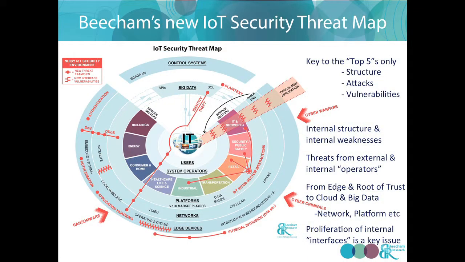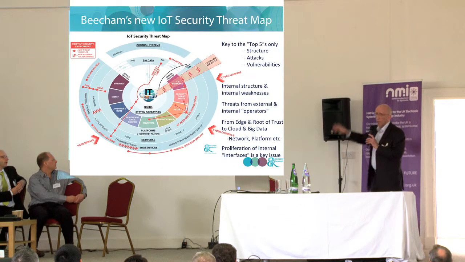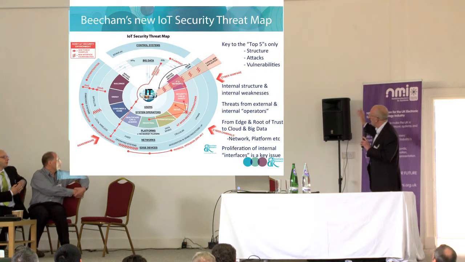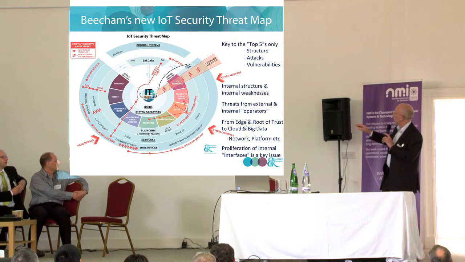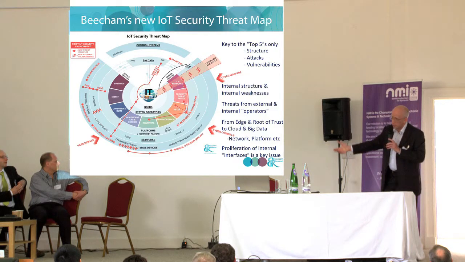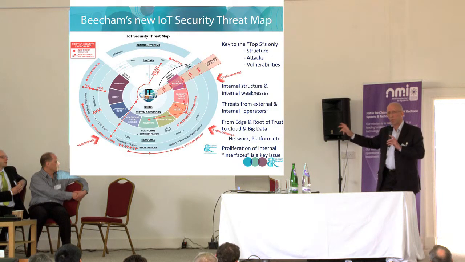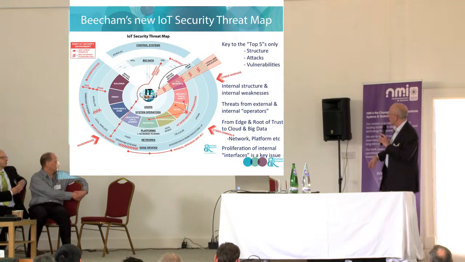When you overlay something like that, oh my God, it gets complicated, because actually security in the whole of the IoT is complicated. But this gives you, hiding away inside it, the key to the top 5s only in each of the areas, in structure, in attacks, in vulnerabilities. I'm not going to go into a lot of details, but it shows not only a very big new attacks coming in, there's a lot of internal structure, a lot of internal weaknesses. There's threats from external, but also internal operators. I mean operations, but also I mean people. So there's a lot of issues hiding away in there.